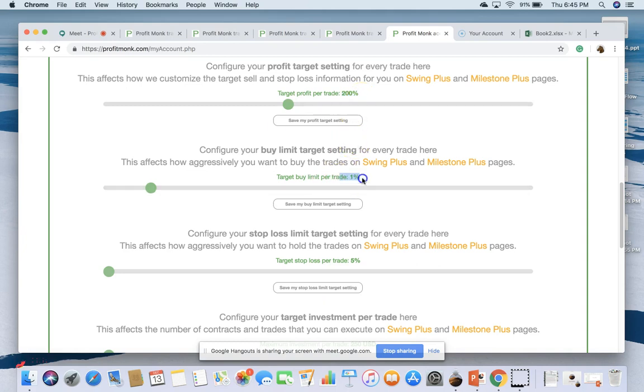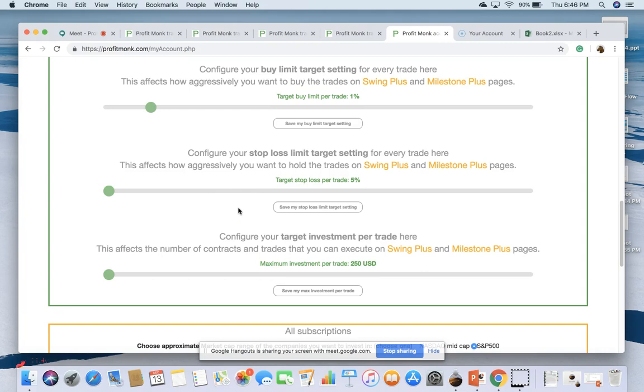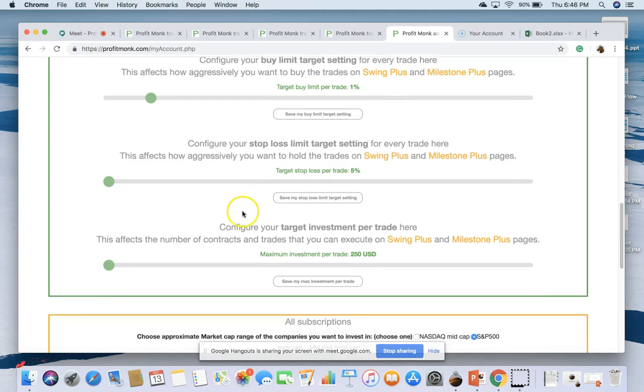Target buy limit per trade defines how expensive or how cheap the call option is that we are going to buy. Target stop loss is the maximum stop loss that we are willing to bear, and the value of 5 means that you are willing to lose 95% of the funds invested in any one trade, and you will not close the trade.